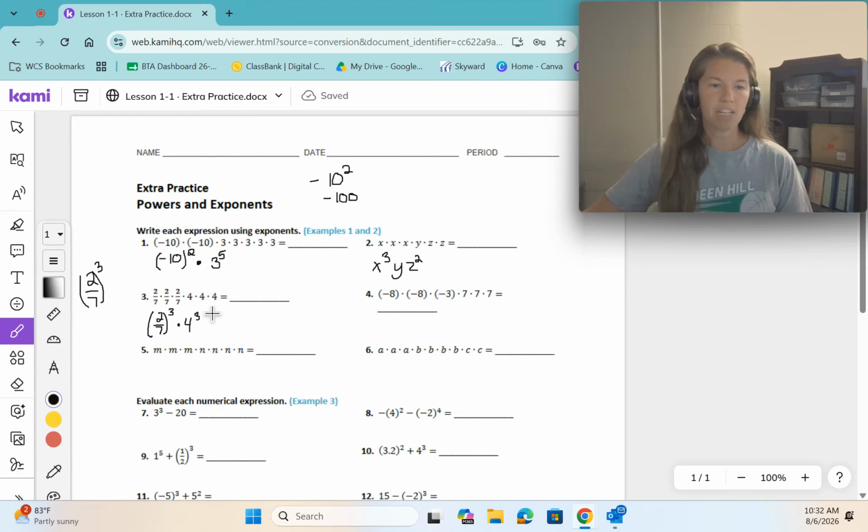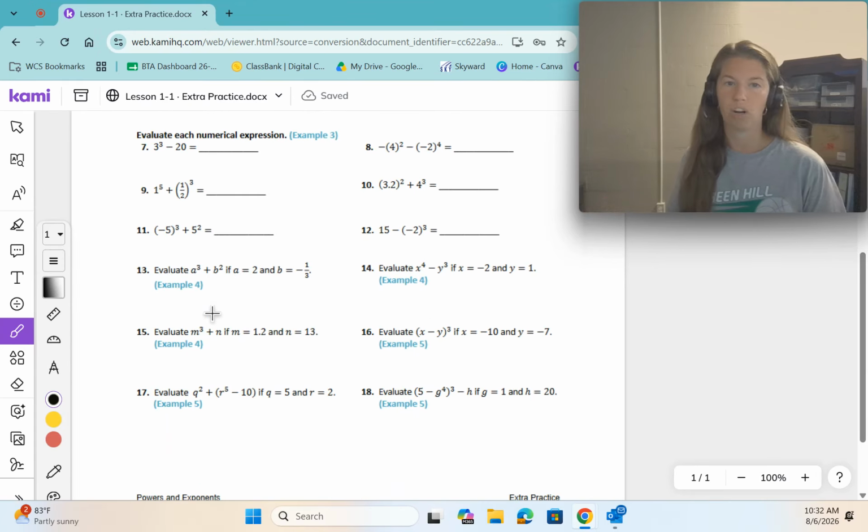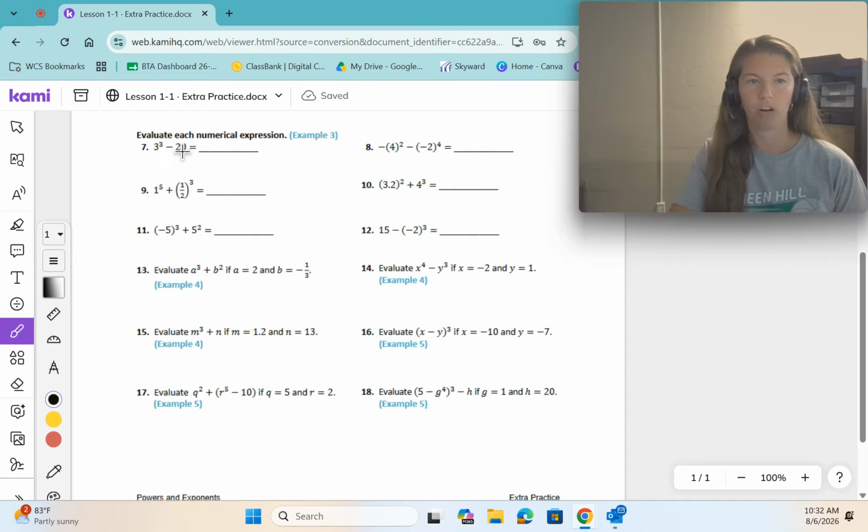All right. Next, we're going to look at evaluating. Evaluate means you're going to find a numerical answer. These are numerical expressions. So 3 to the 3rd power is 27 minus 20. So your answer is 7.